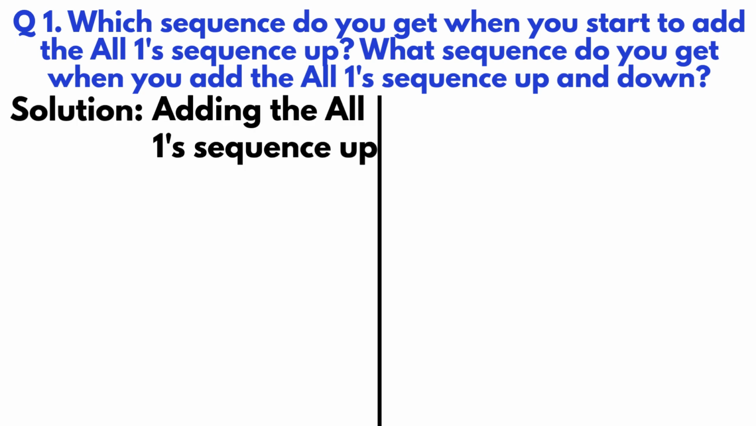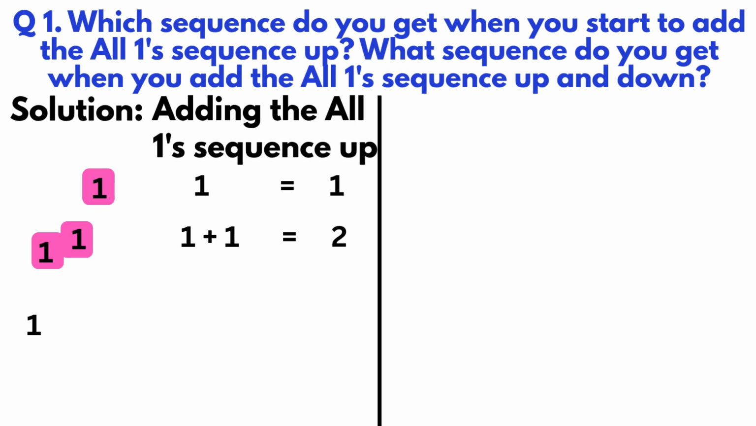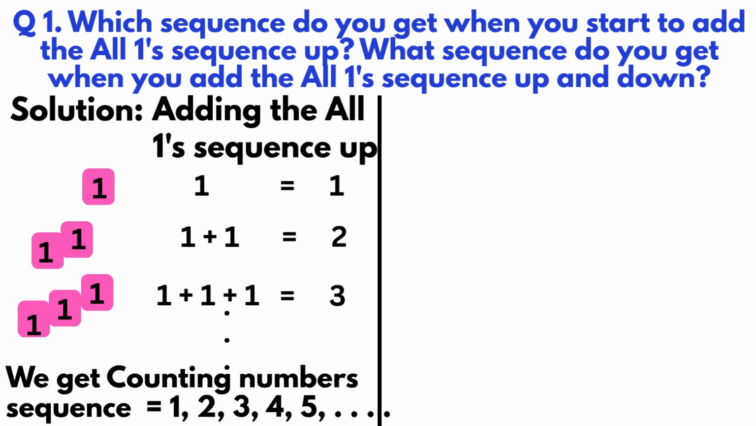Solution. For adding the all ones sequence up, first is 1 equal to 1. If 1 is one step up, then 1 plus 1 equal to 2. When 1 is two steps up, then 1 plus 1 plus 1 equal to 3, and so on. Thus, by adding the all ones sequence up, we get the counting number sequence, that is 1, 2, 3, 4, 5, etc.